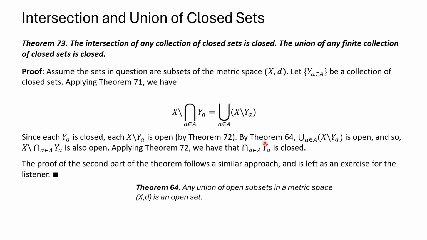So the second part is similar. You need to use some of these previous theorems, as well as I believe theorem 65 concerning the intersection of open sets. But it follows very similarly to the proof here. So you might want to test your understanding of some of the concepts by taking a shot at the second part of the proof.